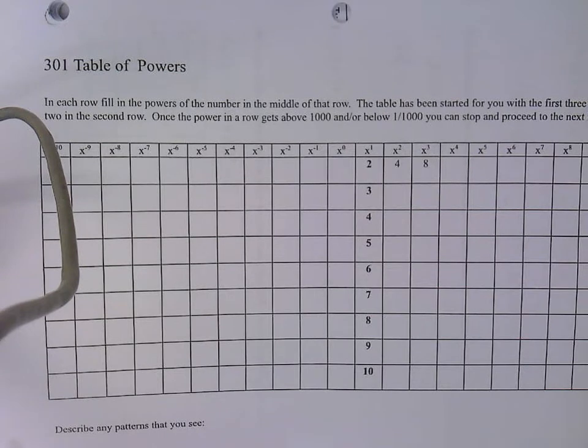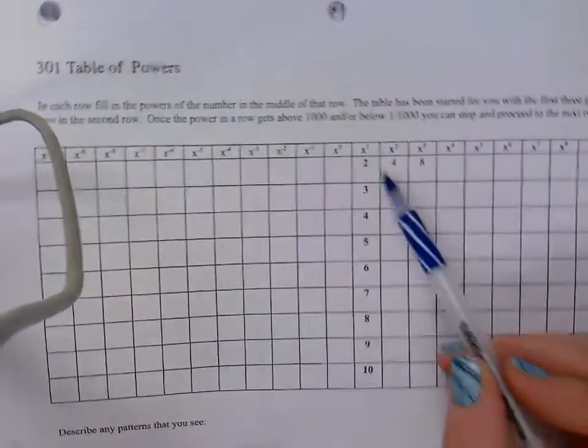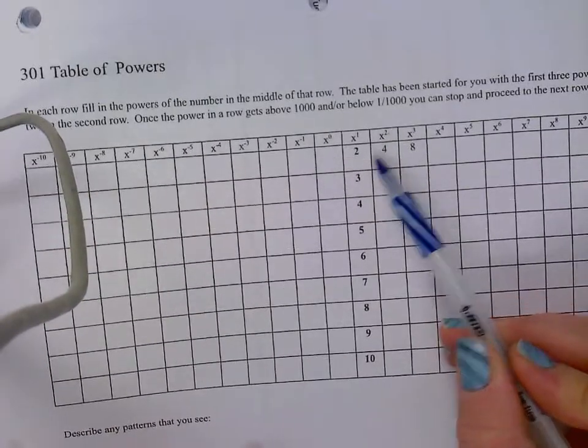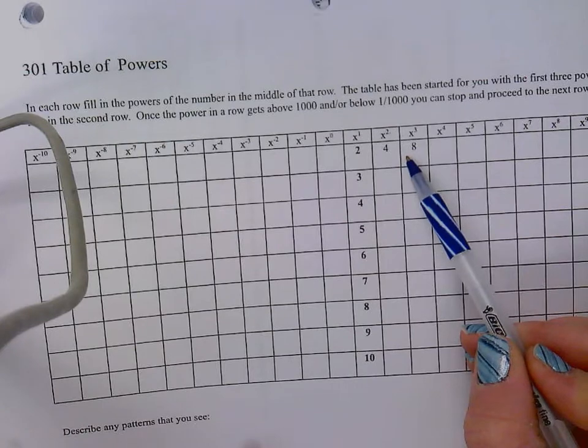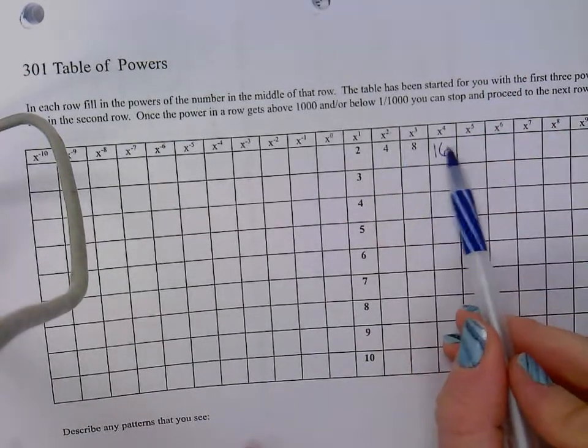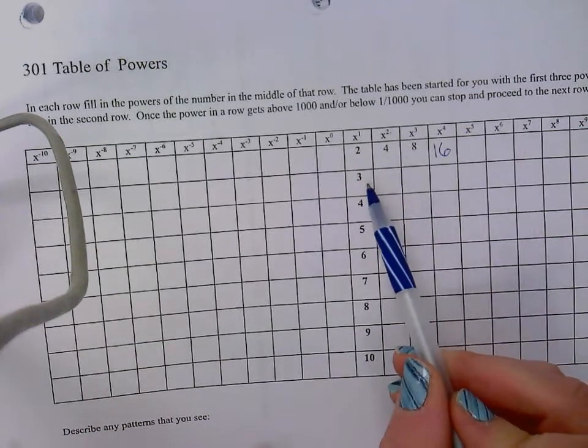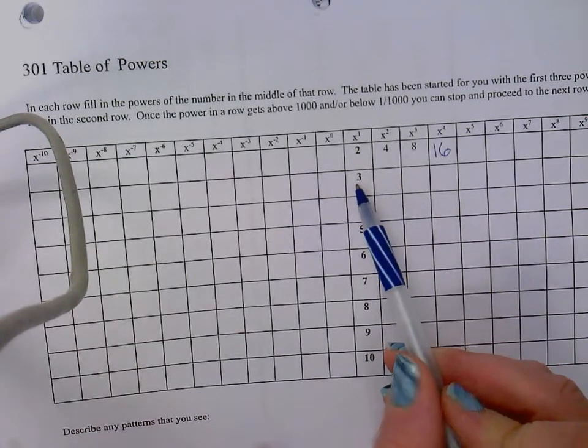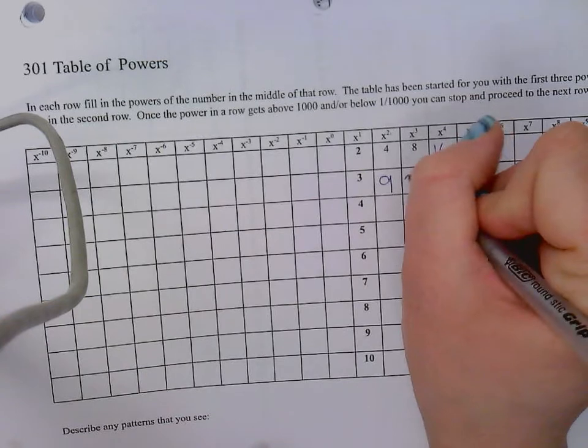And I don't want you to go too far, so we're not going to fill in every single box. But you can see that 2 squared is 4, 2 cubed is 8, right? 2 to the 4th is 16. So you're just doubling this row, and then in the next row, you're going to be tripling, right? 3 squared is 9, 3 cubed is 27.